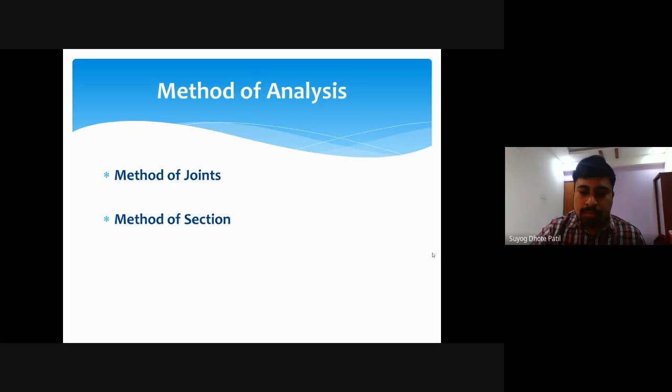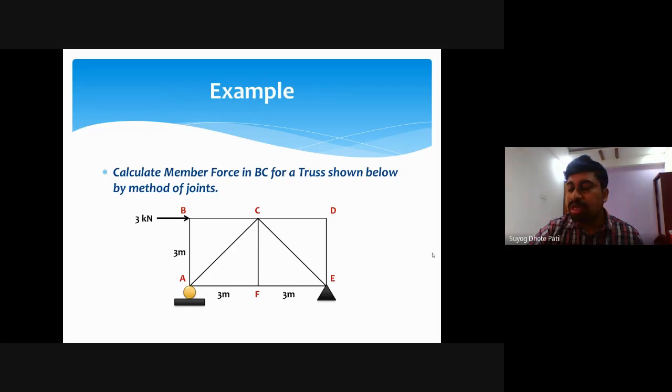The method of joints is very simple: the various joints in the given truss are analyzed one by one for a complete analysis of the truss. Then the method of sections: one section is applied to the given truss, and we analyze the left or right side part of that section, and in this way we analyze the whole truss.